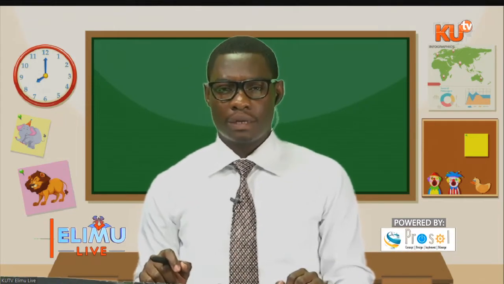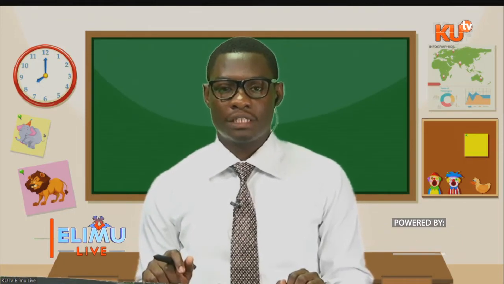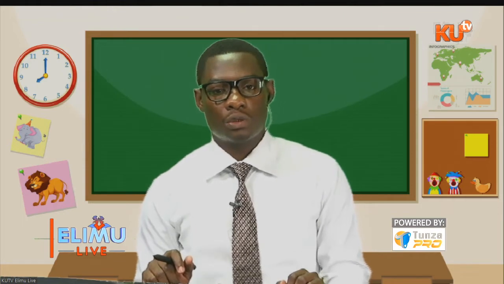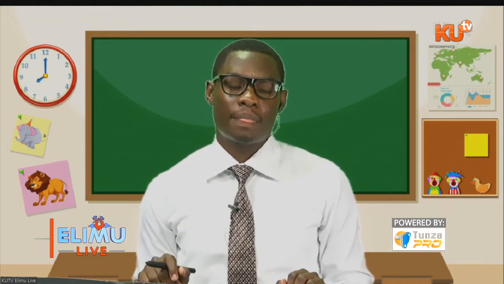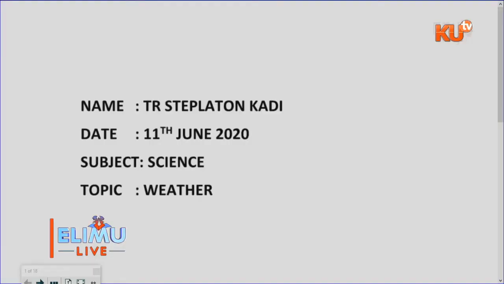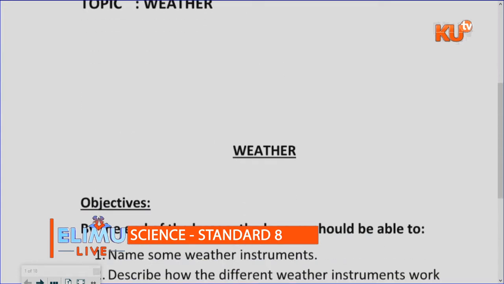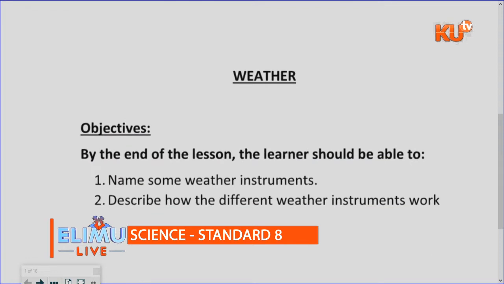As we look at the topic weather, we first start by looking at the objectives of the lesson. What do we intend to achieve by the end of this lesson? My name is Teacher Steplaton, as you can see. We are talking about science and our topic is weather. Objectives are what we want to achieve by the end of this lesson.